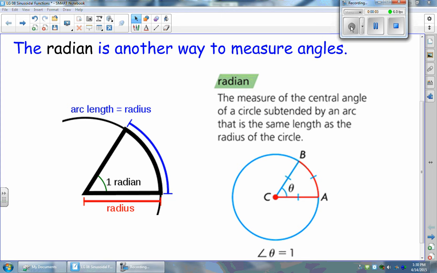Okay, today we're going to talk about the radian. The radian is another way to measure angles. Up until today, you've been learning about measuring angles in degrees. Today we're going to learn a new way to measure angles known as the radian.